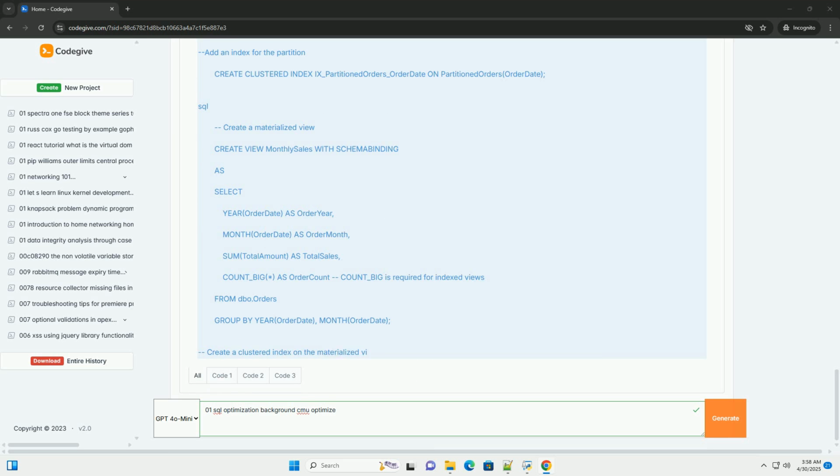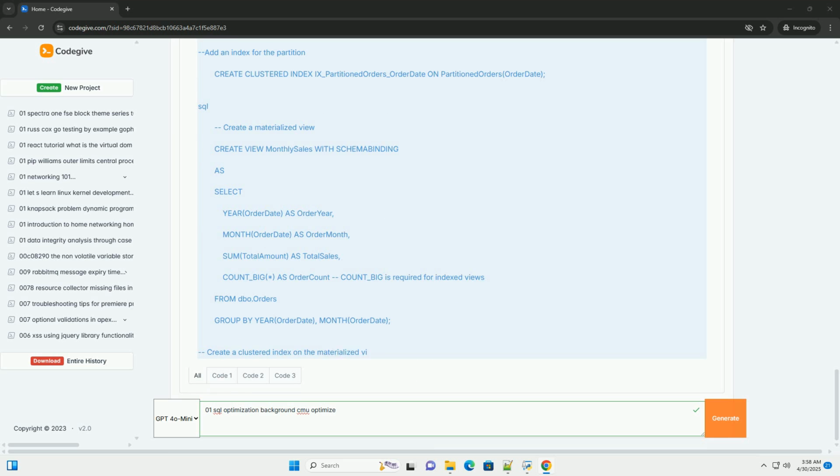Example, hints, if supported by the database. Note: using join hints is generally discouraged because it overrides the optimizer's choices. Only use them if you have a very good understanding of the data and query execution.